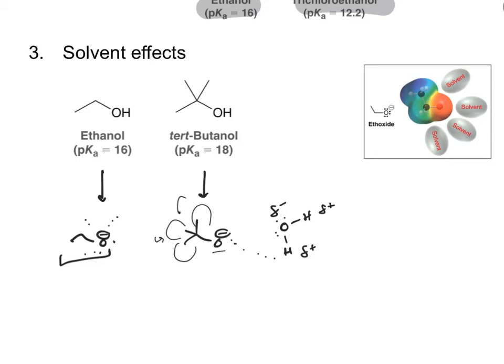Okay, so the better able solvent is at getting in and stabilizing the negative charge that develops on the conjugate base, the more stable the conjugate base is energetically, and therefore the stronger the acid. Right, so that's better with respect to ethanol because it's not bulky, it's not big. It's worse with respect to tert-butanol because it is bulky and it is big. Solvent isn't able to get in there and help stabilize that negative charge as well comparatively to ethanol. So ethoxide is more stable than tert-butoxide. Ethanol is a stronger acid than tert-butanol.